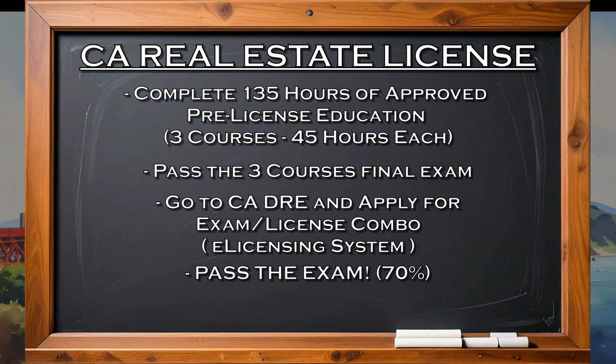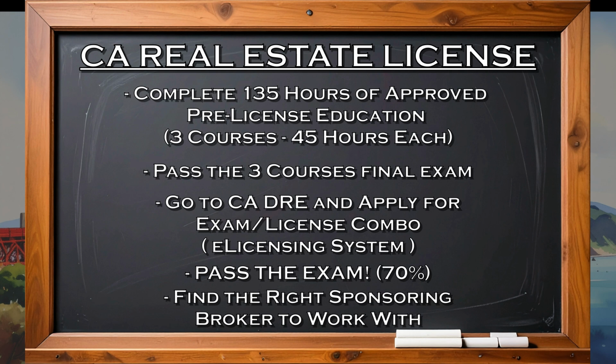In order to pass the exam, you need 70%. So I recommend you study a lot of the vocab and test questions. We have a bunch of videos down below if you need help studying. After you pass the exam and you pass the state license application process, which includes a background check, you will get your license, and then the only thing that you need to do is find a sponsoring broker to work with. Choosing the right broker is crucial to your success. Make sure you research, network, and connect with brokers who align with your goals. And that's the simple and easy way to get your real estate license in California.